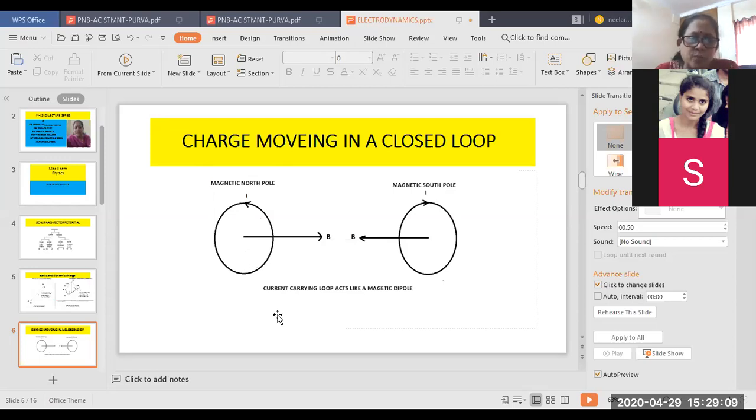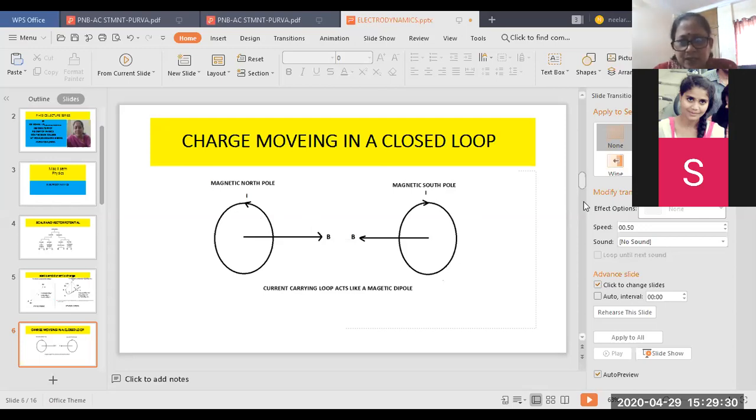So it can be a monopole, it can be a dipole, it can be a tripole. Of course, tripole we don't use because there should be an even number. It is dipole, quadrupole, hexapole, like that we use. Okay, so with this I am moving to the next slide.